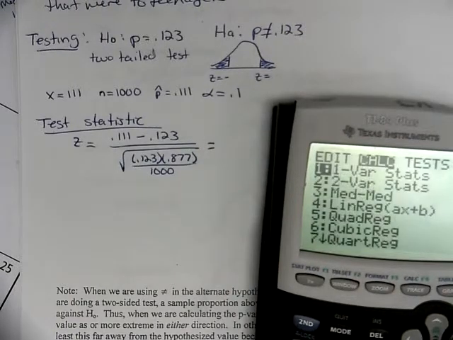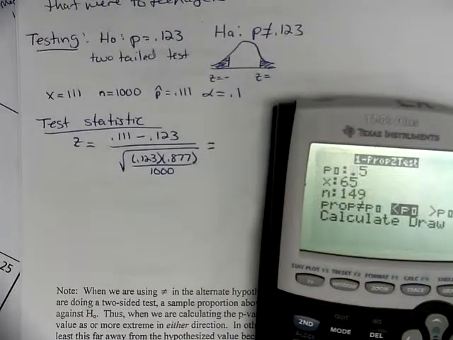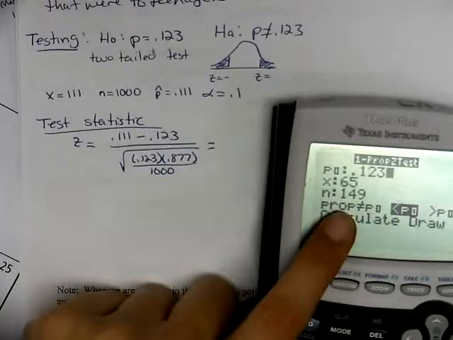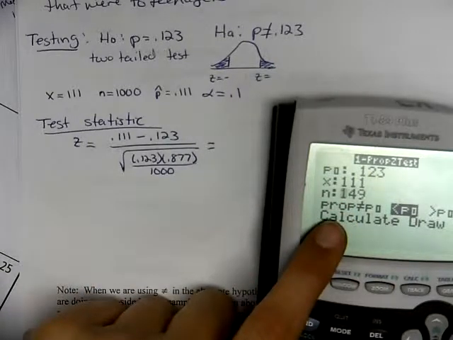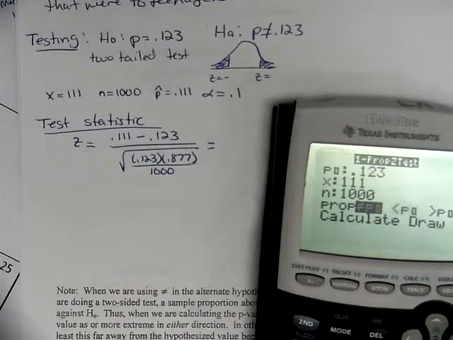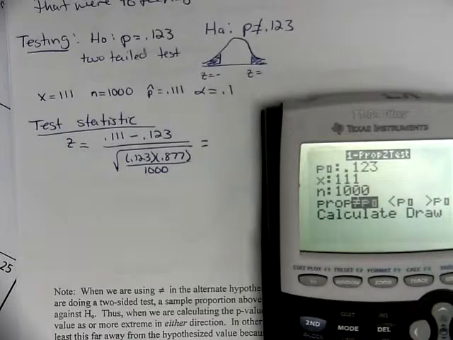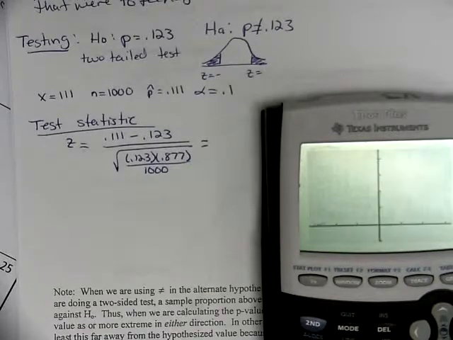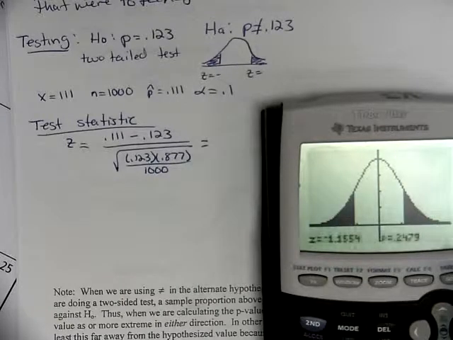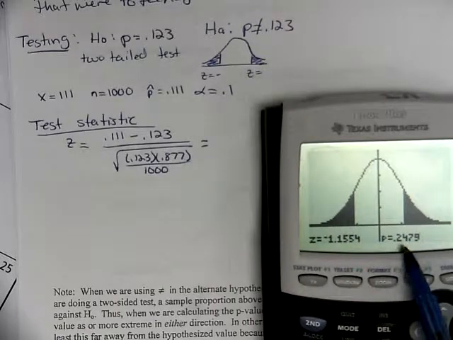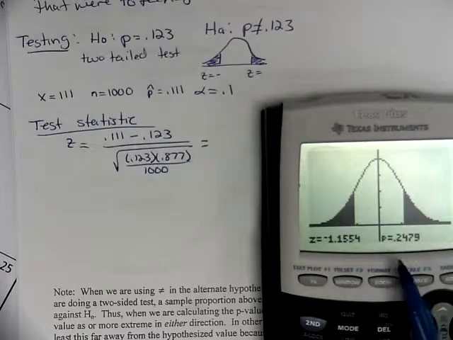So, go to test 5. So again, p sub 0 is your H0 and Ha. So that's 0.123. Then I had 111 out of 1,000. And I'm doing a not equal. So you can, again, either hit calculate or draw. So do you see how the area is wider? That's because our p-value is really big. So here we're going to fail to reject.